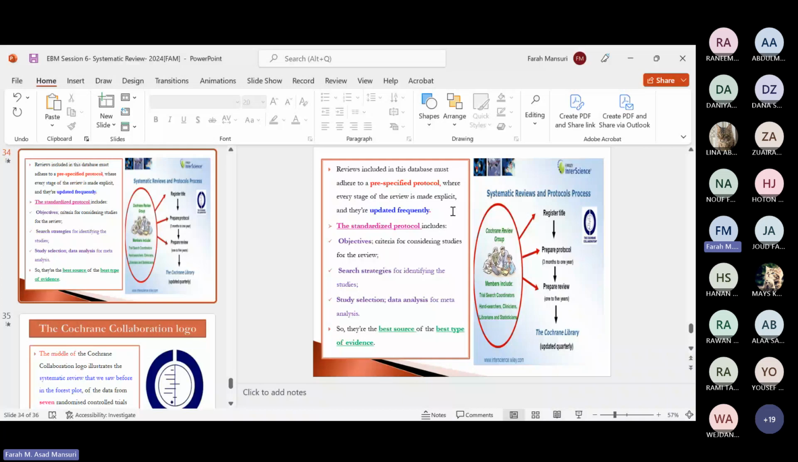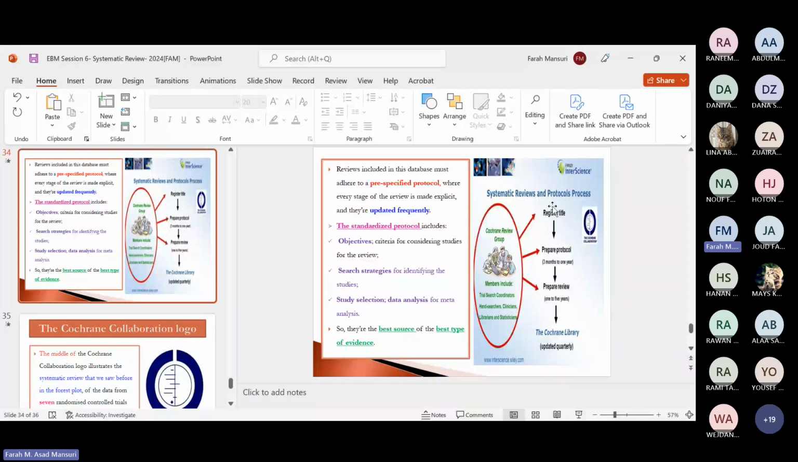Reviews included in this Cochrane database must adhere to a certain specified protocol, where every stage of the review is to be made explicit. And then the standardized protocol includes objective search strategies, a selection of the studies, a selection of the data analysis procedure. And so that's why this database, Cochrane collaboration, is the strongest one.